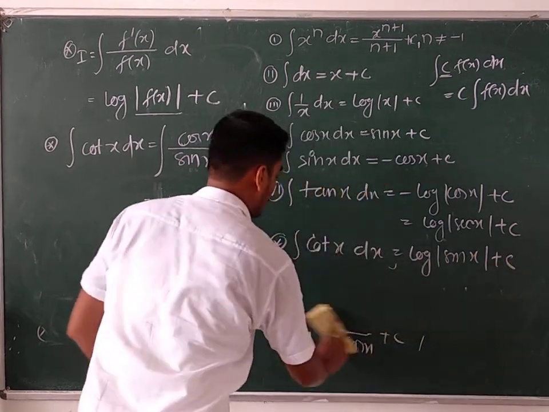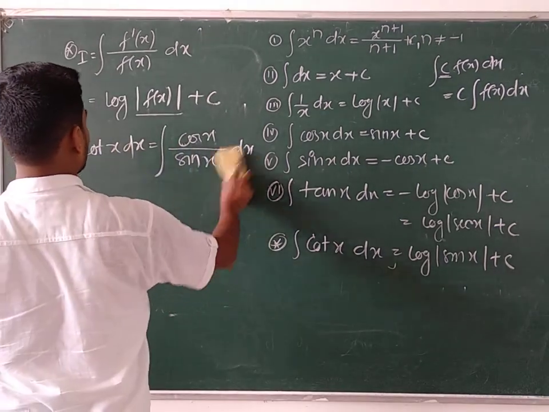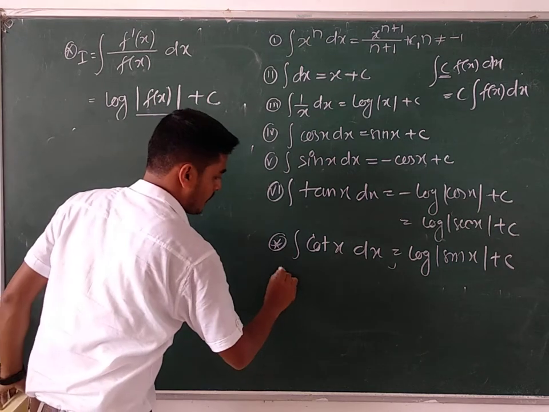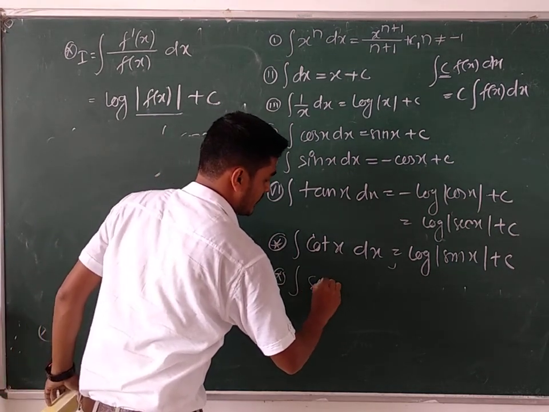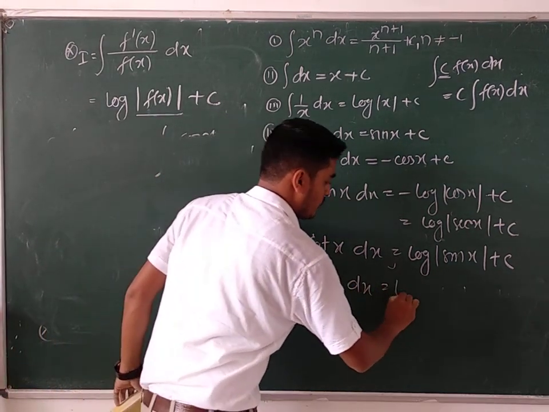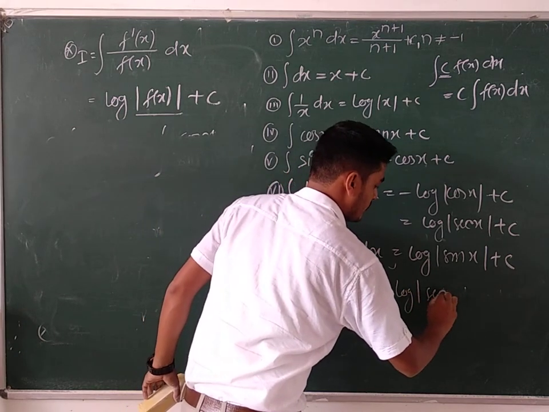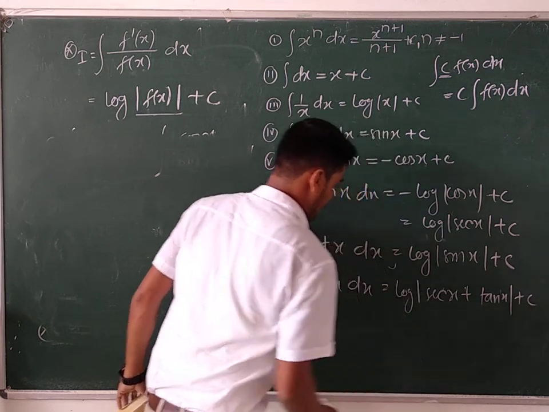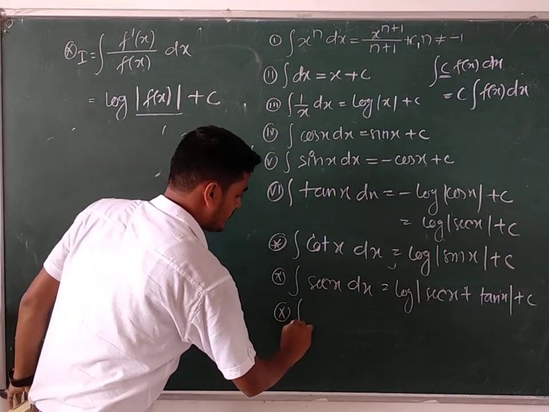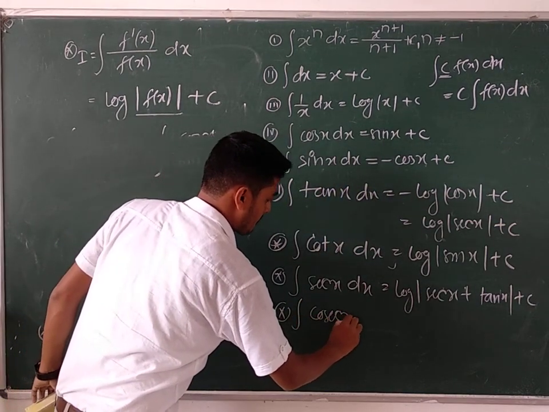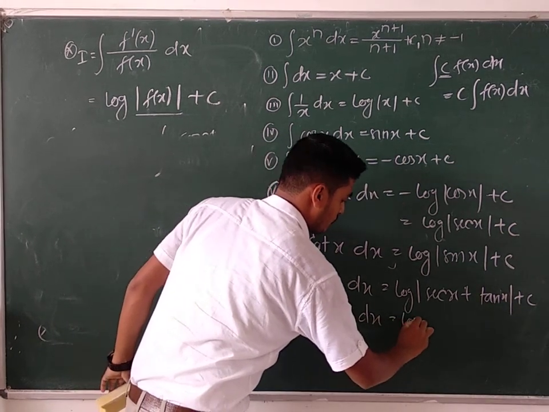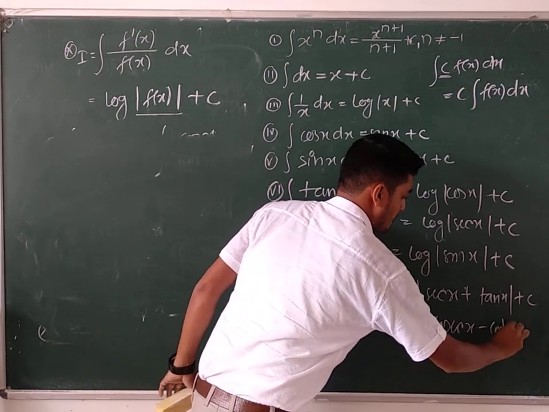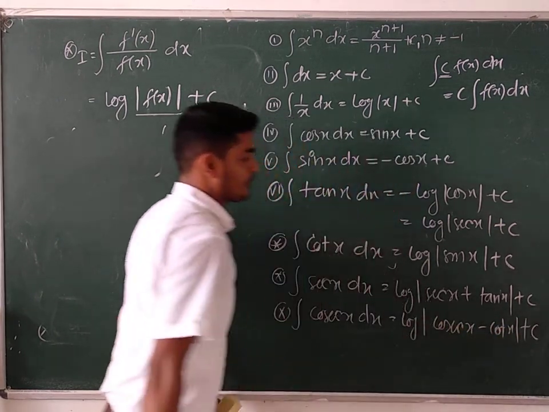And another two formulas are also there. I am going to write these two formulas down, applying the same property. Next one is the integration of sec x dx is equal to log of sec x plus tan x plus c. Next one, the integration of cosec x dx is equal to log of cosec x minus cot x plus c.